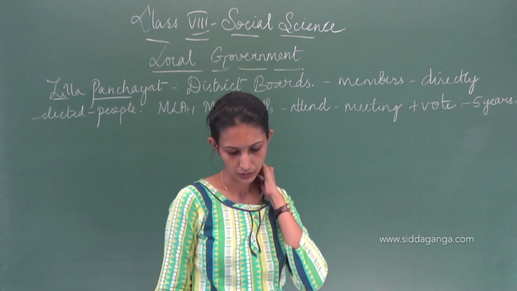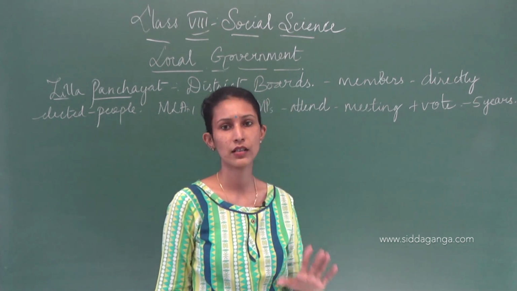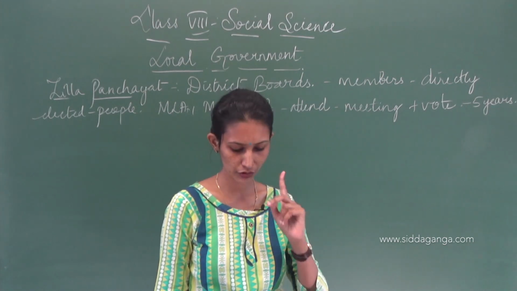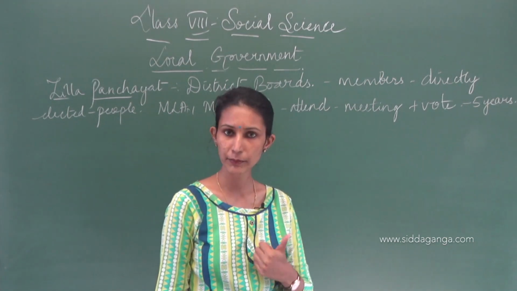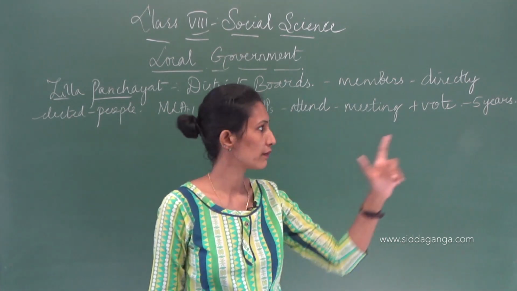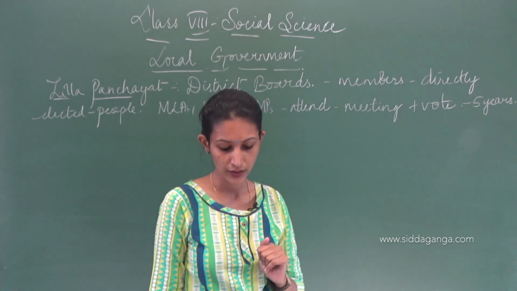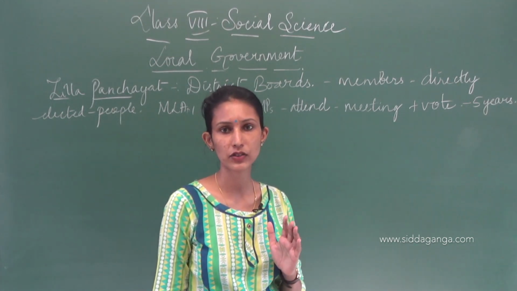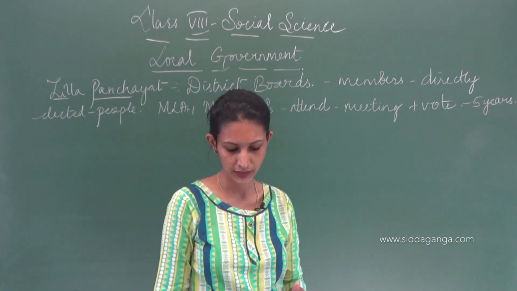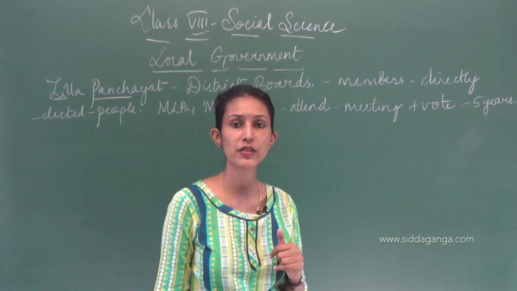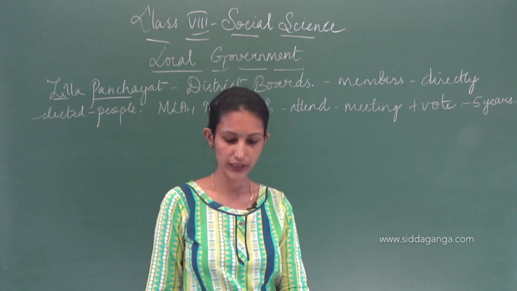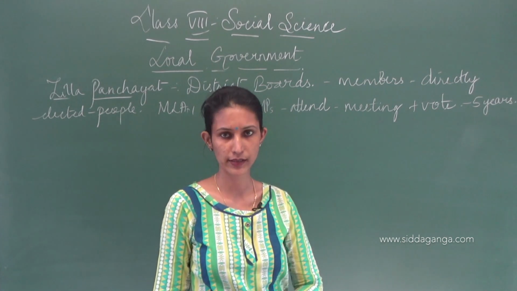Then meetings are held once in 2 months. There is one president and one vice president, elected for a term of 5 years. The president of the Zilla Panchayat is called Zilla Adhyaksha. Adhyaksha is president. He presides over the meetings of the Zilla Panchayat. In the absence of the president, it is the vice president.